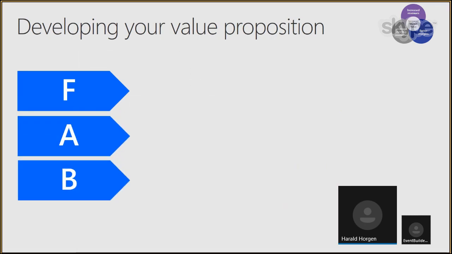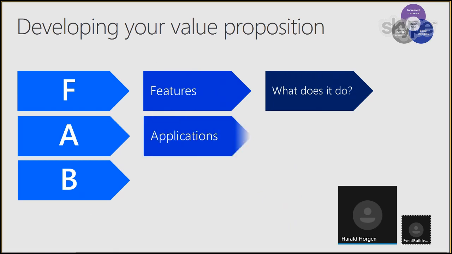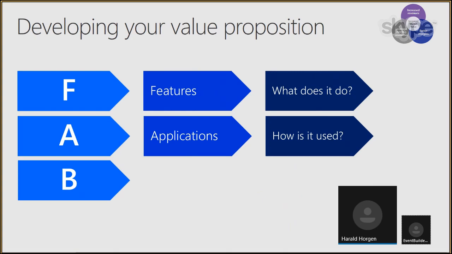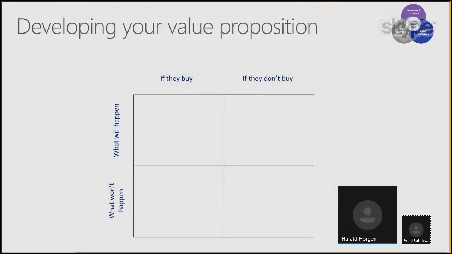So it's a FAB model. You start out by looking at what are the features of the product that you want to sell. What does it actually do? And then the second part is the application: how is the customer applying those features, that functionality? How is it being used? And from that, you define what the benefits are. How does the customer benefit from how they're using that particular functionality? It's the benefits part that's the most difficult to define, and that's where the marketing agencies make their money. So here's a very simple way of doing that.